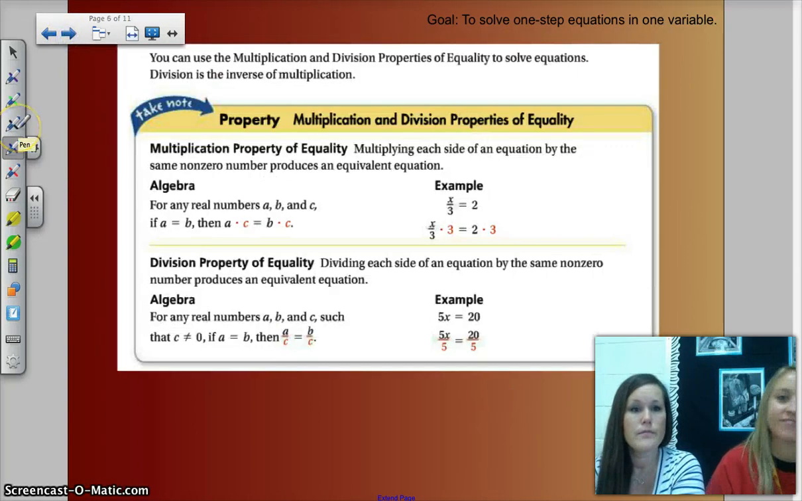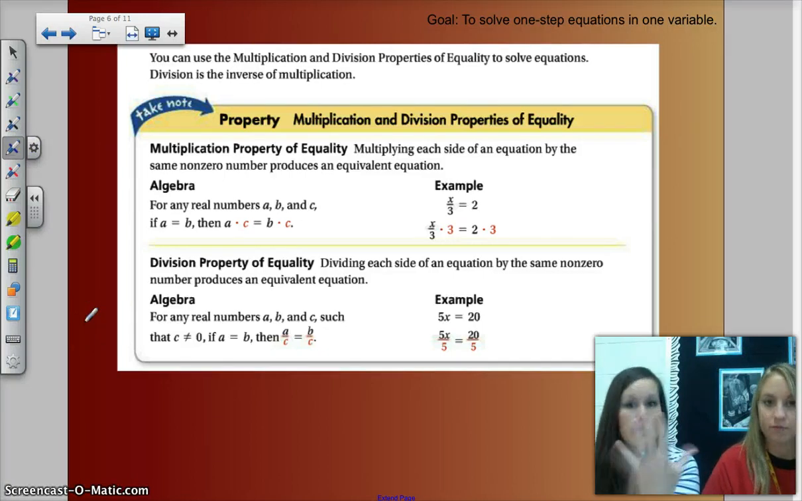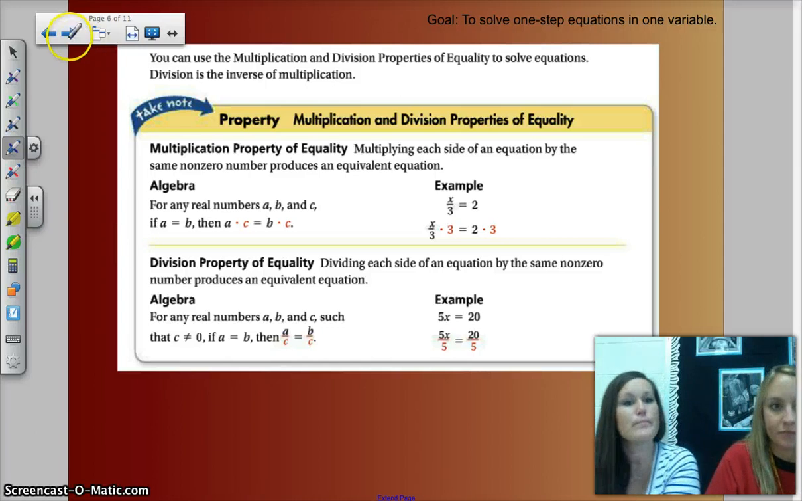Awesome. I think we can do this. Okay, now we're going to do this with multiplication and division. So if there's multiplication happening to the variable, we will divide to get it to go away. So again, you're just doing the opposite operation.